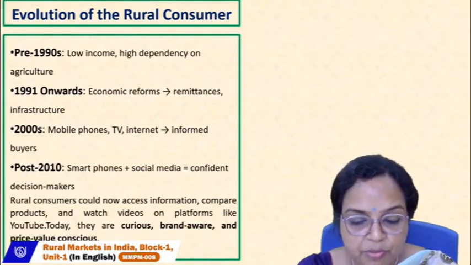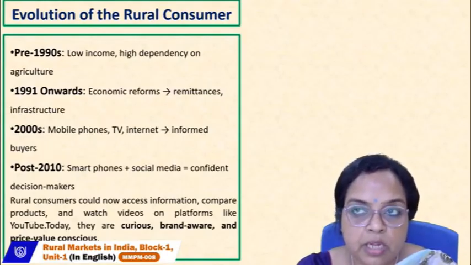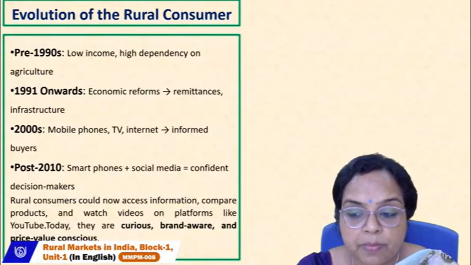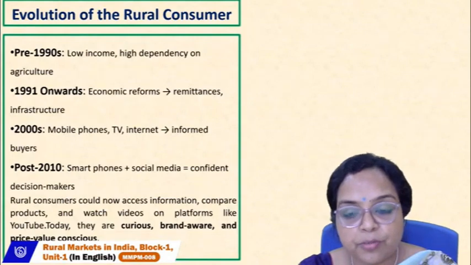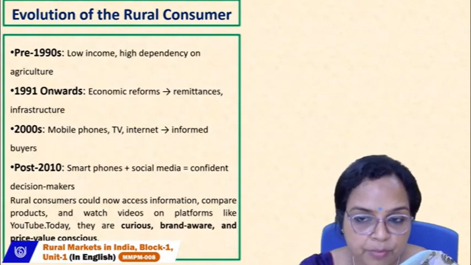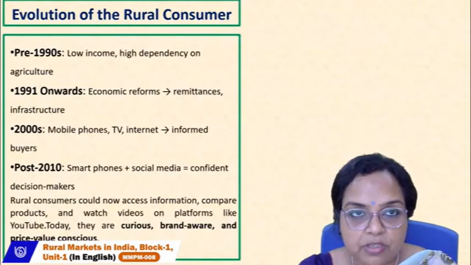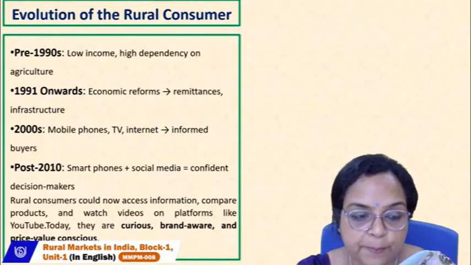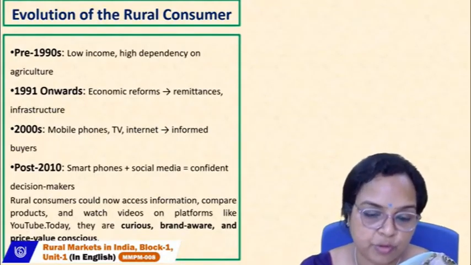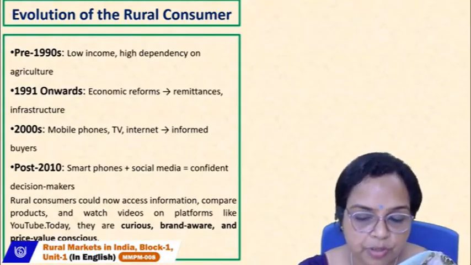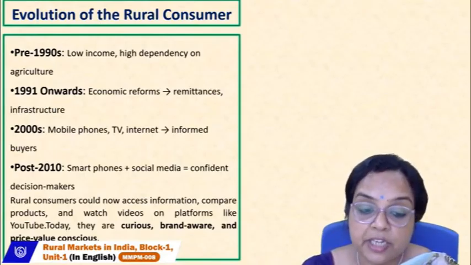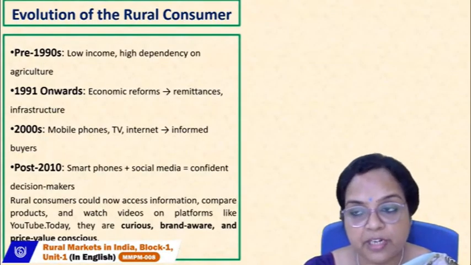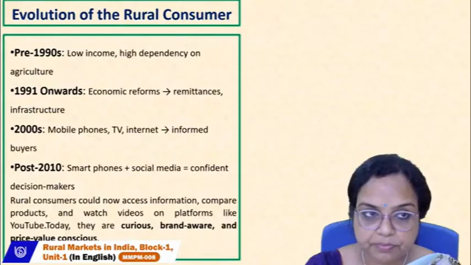Because if someone from the rural belt is going to purchase a smartphone, he is also reviewing the product through YouTube. YouTube is more attractive. They are not going to Google to see the feedback. They are directly jumping to YouTube to see the product features in video format, to know the exact feedback from a user who has already purchased the smartphone. Rural consumers could now access information through YouTube and Google ratings, compare products and watch videos on platforms. Today they are curious, brand aware and price value conscious consumers.